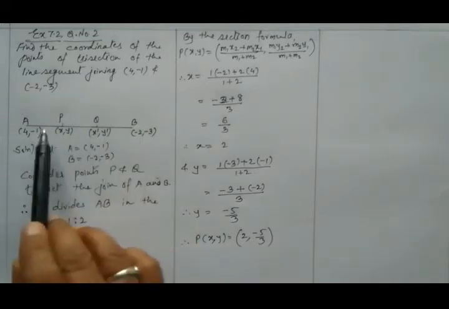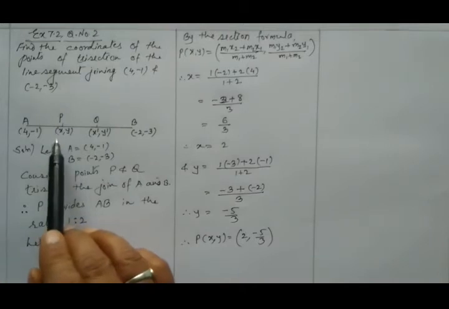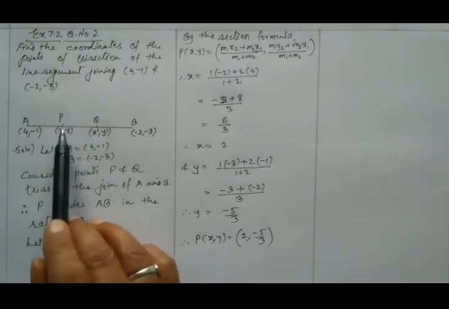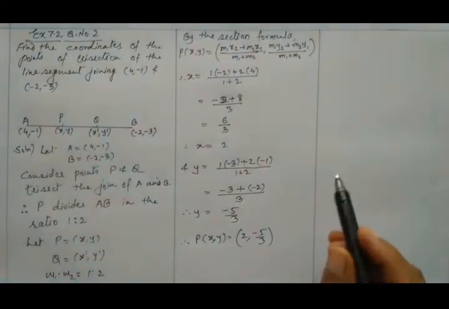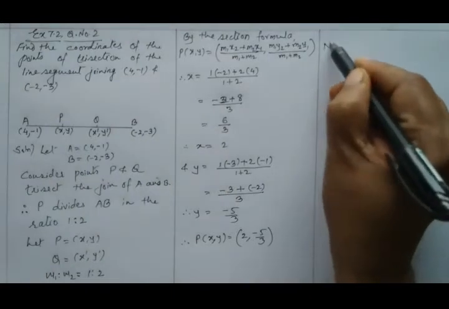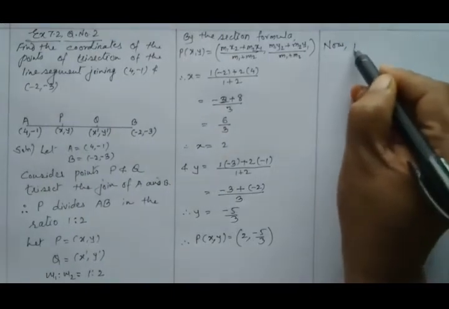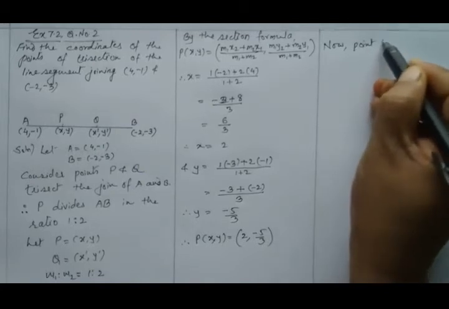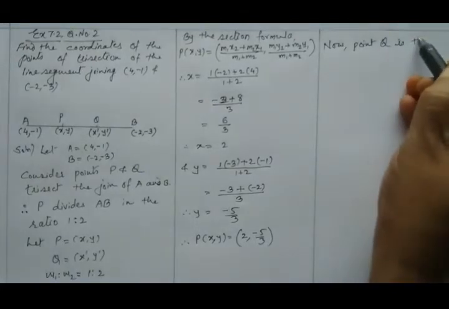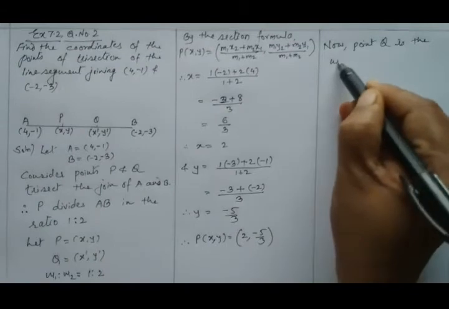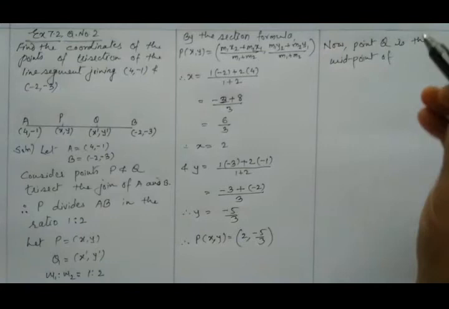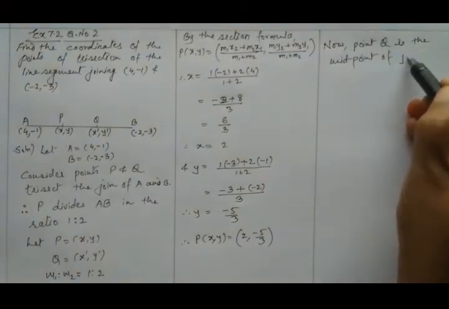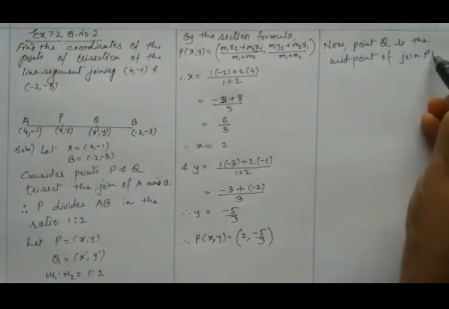Now if you observe, P and Q are trisecting AB, so 1 1 1, they are dividing AB into 3 equal parts. So we calculated the coordinates of P. So if we consider segment PB, then what is Q? Q will be the midpoint of PB. Okay, now point Q is the midpoint of join PB.